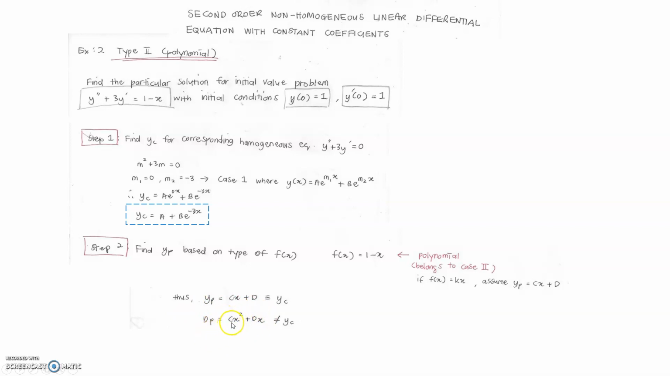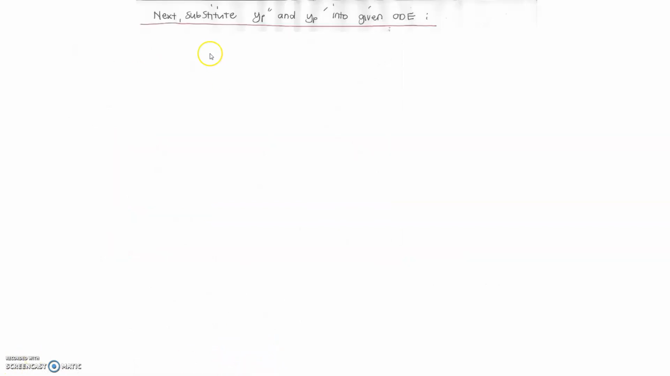So you need to find the value for c and the value for d. So how to find it? You need to differentiate yp 2 times. My yp prime is equal to: I differentiate cx squared, I get 2cx; I differentiate dx, I get d. After that, I differentiate it again, so yp double prime is equal to 2c, and I differentiate d, I get 0. So you have your yp double prime and yp prime already. Next, you need to substitute your yp double prime and yp prime into the given ODE.